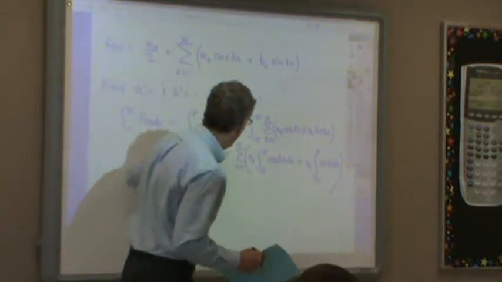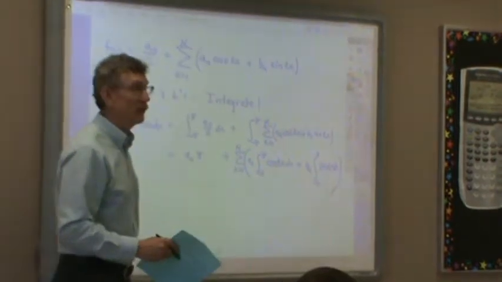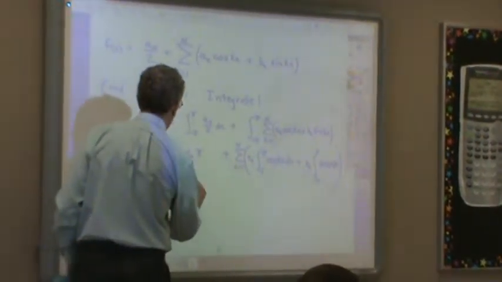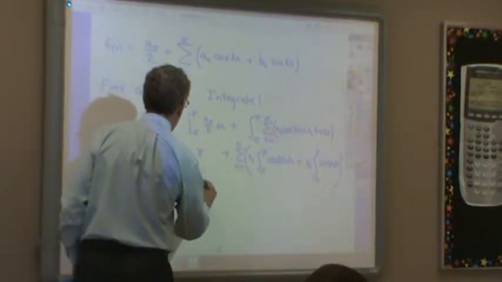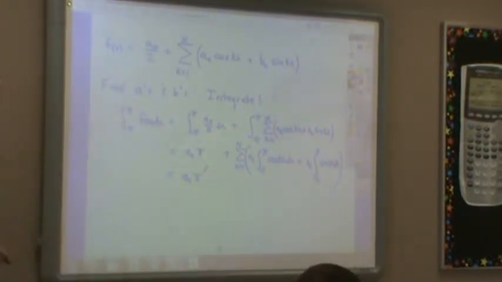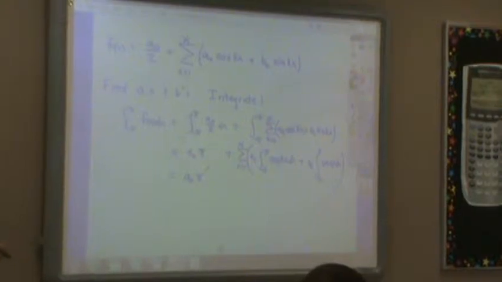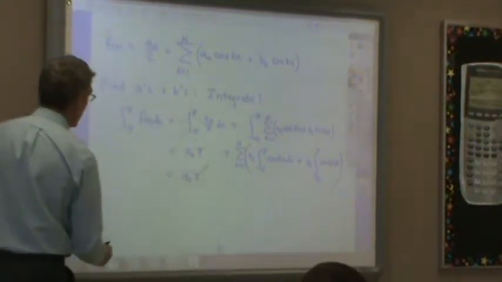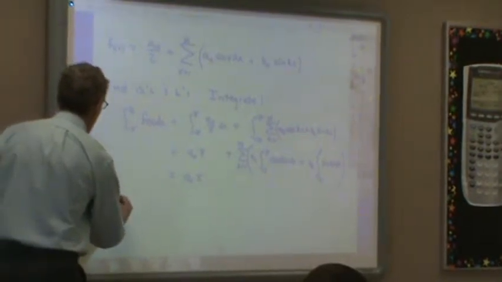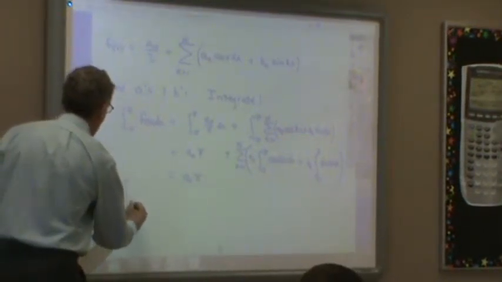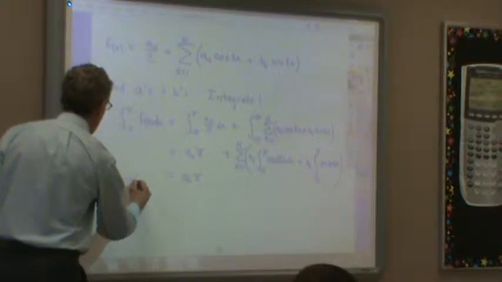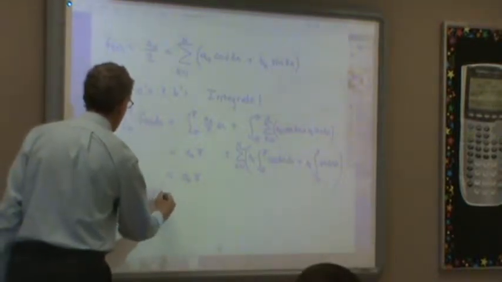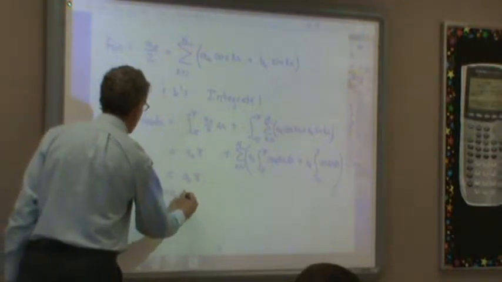So this whole symbol soup here just goes away. And so we end up with a0 times pi, and now we have a simple way to find a0, a recipe for a0. If you divide both sides by pi, you get 1 over pi times the integral from minus pi to pi of f of x is a0.